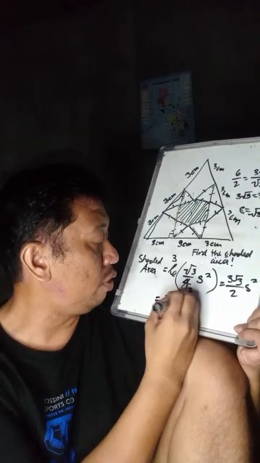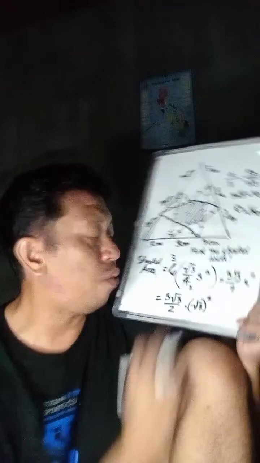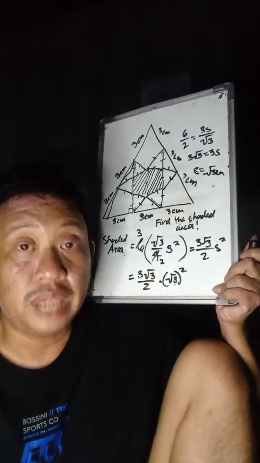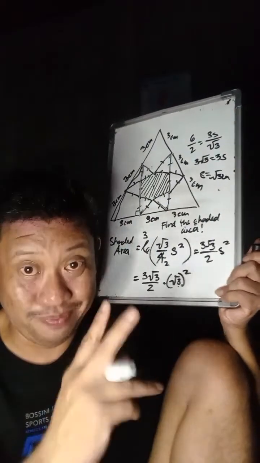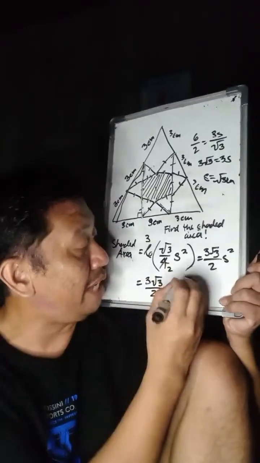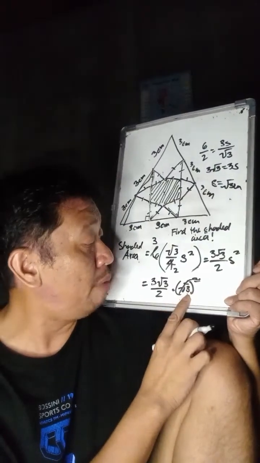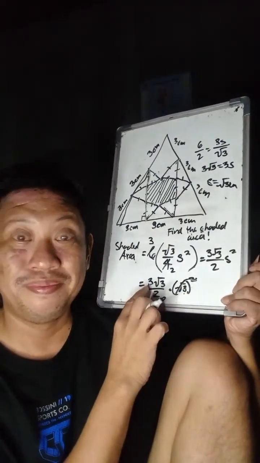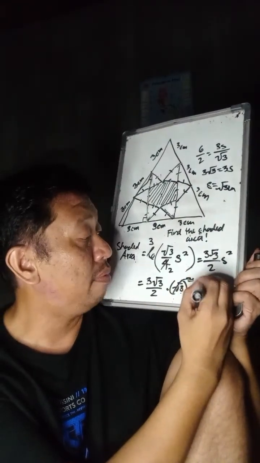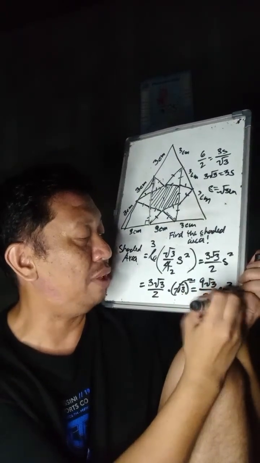So, you have 3 square root of 3 over 2 times square root of 3 squared. And you know what happens if you have a square root and squared? They're actually opposite operations, just like addition and subtraction, multiplication and division. So we can cancel this out. So we're only left with 3. So this 3 will be multiplied to 3. Therefore, our area will be 9 square root of 3 over 2 square centimeters.